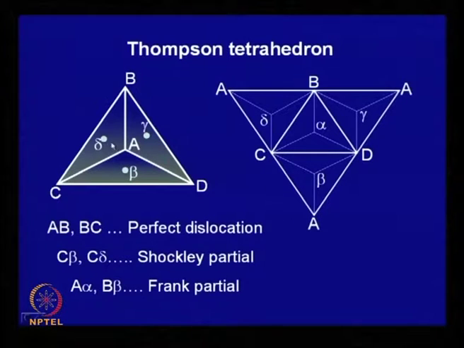Whereas for a Frank partial dislocation, the Burgers vector is perpendicular to the 1-1-1 plane. You can imagine dropping a perpendicular from vertex C to the plane just opposite facing C, so that it lies on this particular point here. These are called Frank partials. So, now it is much easier to write down and visualize the different dislocation interactions using this type of representation.